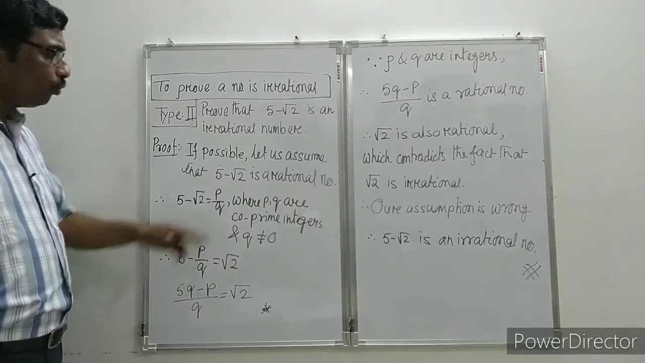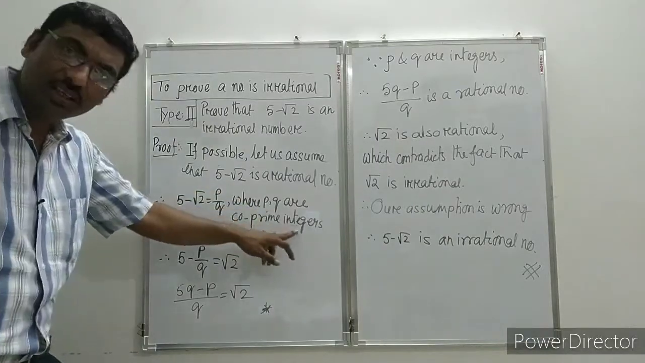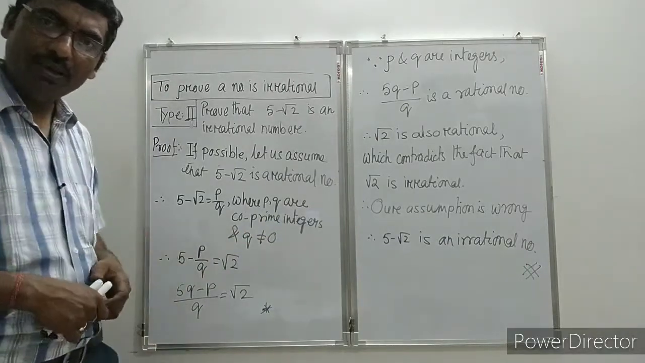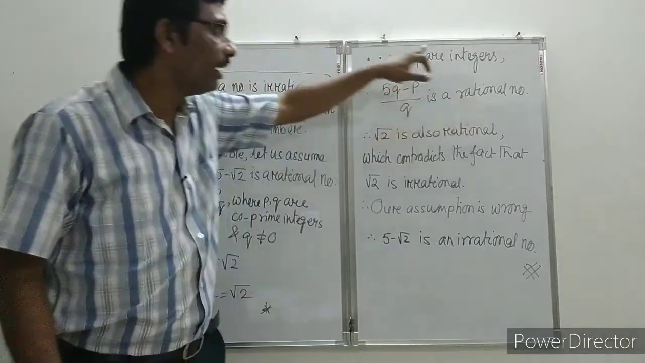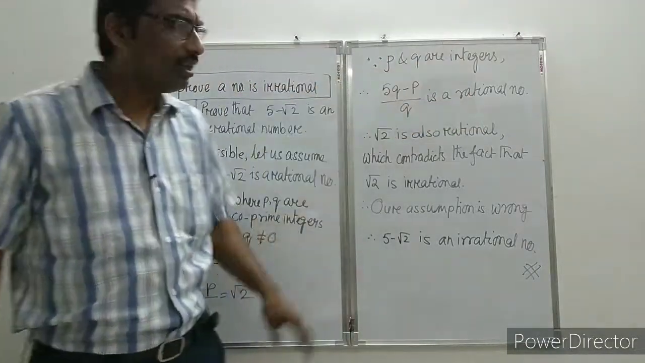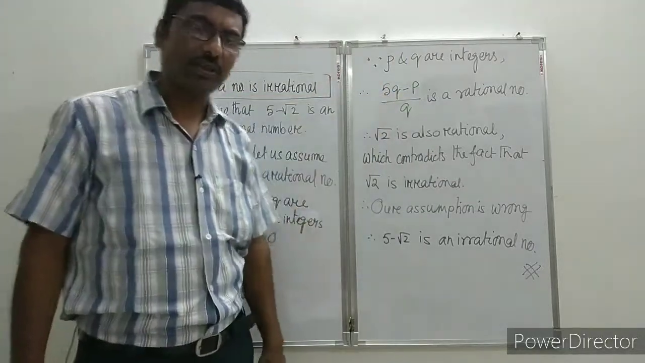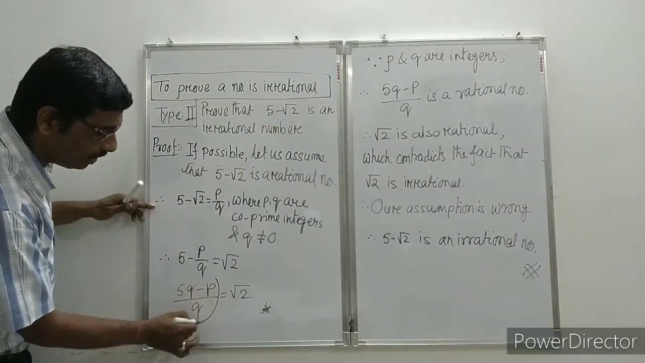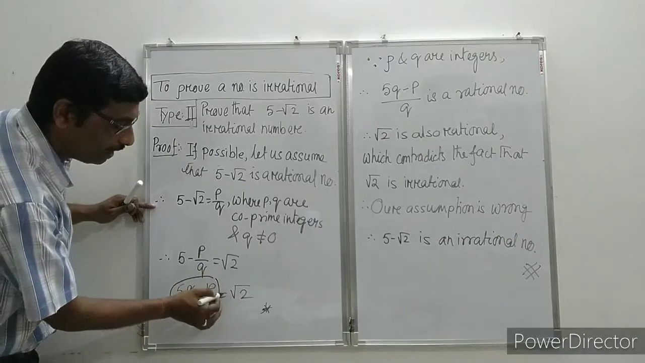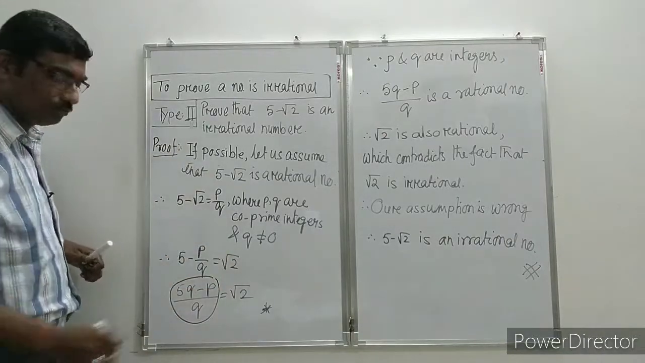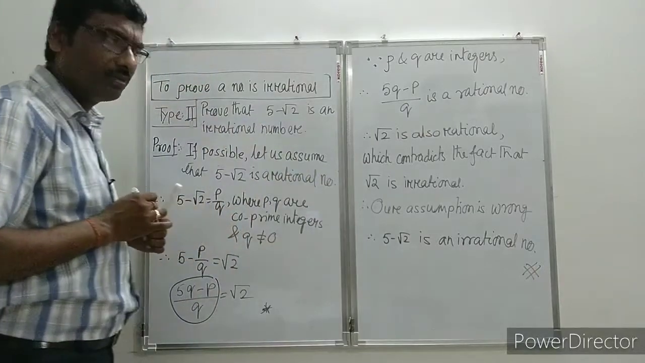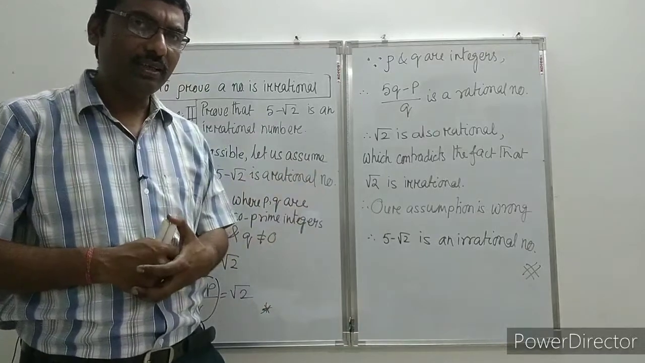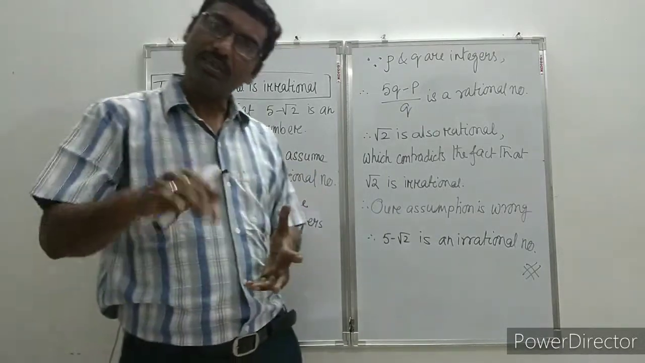And then you see, we have taken p and q are integers. So if p and q are integers, an integer by integer will become what? A rational number. That you have to write clearly. Since p and q are integers, therefore it will become a rational number. So if (5q minus p) by q is rational and equal to root 2, what does it mean? It means root 2 is also rational. So therefore root 2 is also rational. But is root 2 rational? No. Because root 2 is an irrational number.